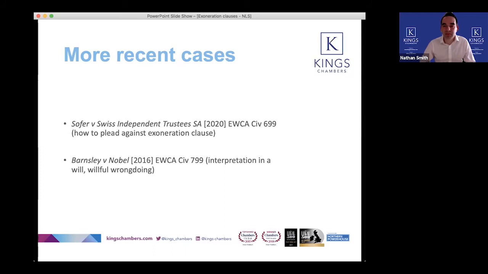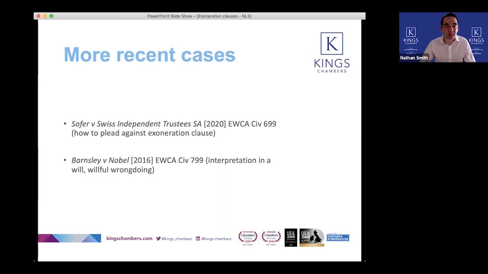And the father repaid much of the money to the trust, but when he passed away, about $19 million was still outstanding, which his estate was unable to repay. The claimant beneficiary brought proceedings against the estate of the trustee, alleging the payments were outright payments made in breach of trust. And the trustee applied to strike out the claim on the ground that it didn't sufficiently plead a case of dishonesty so as to overcome the exoneration clause that was incorporated into the settlement deed.